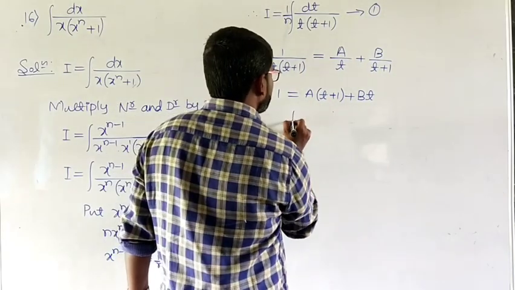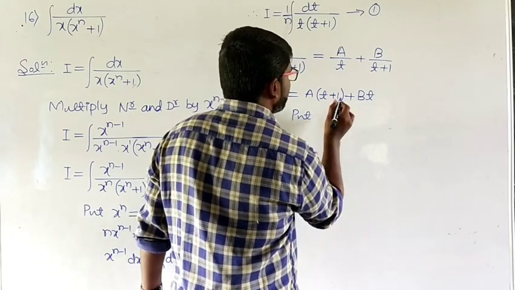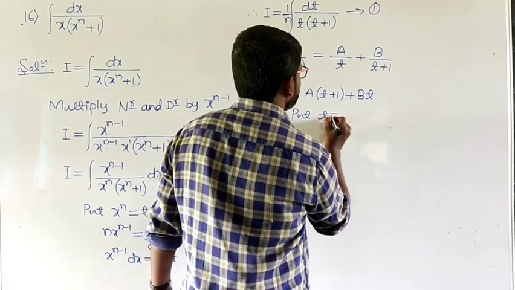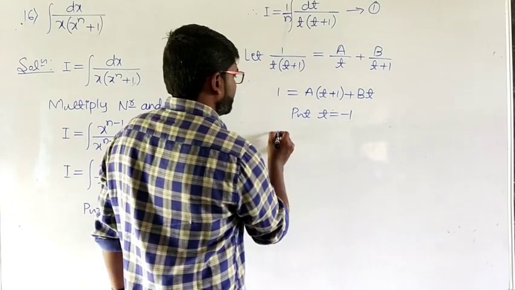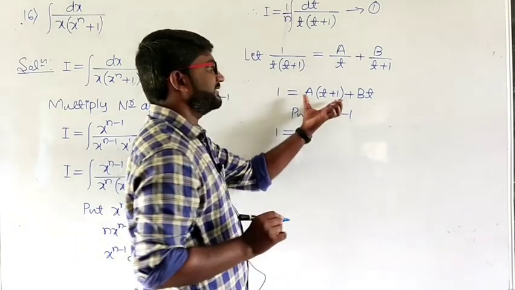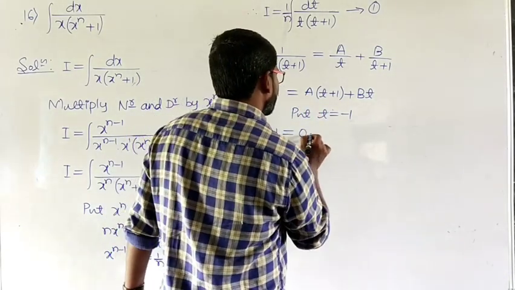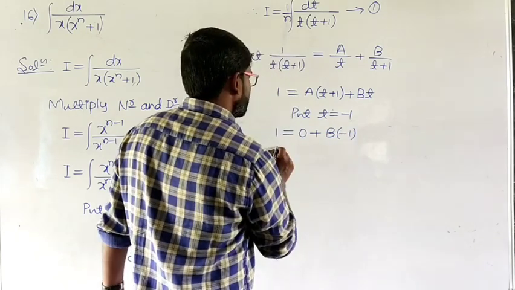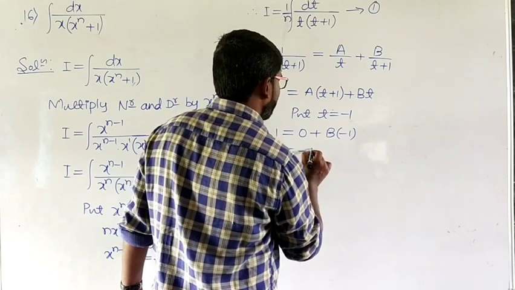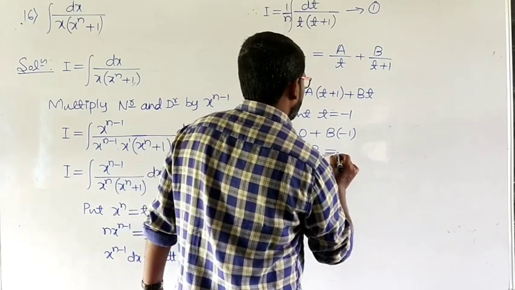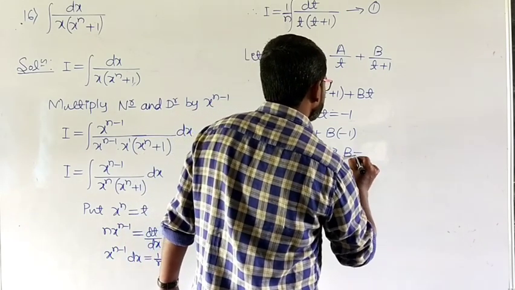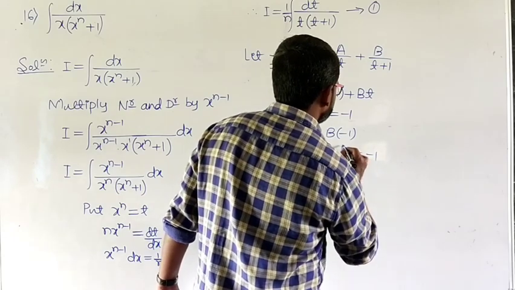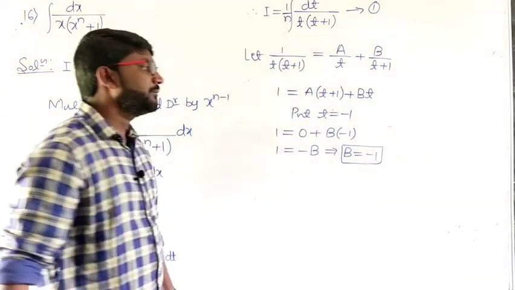So put t which is equals to minus 1. So 1 which is equals to, this will be 0 now. So it is 0 plus b into minus 1. So 1 which is equals to minus b, or b which is equals to minus 1.